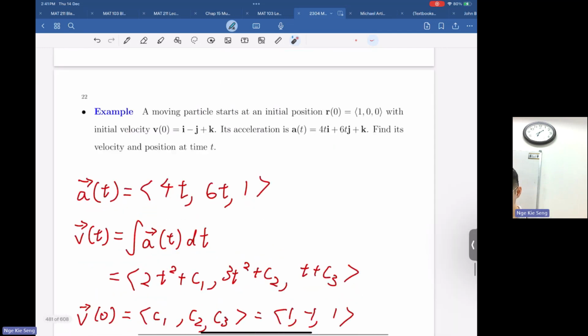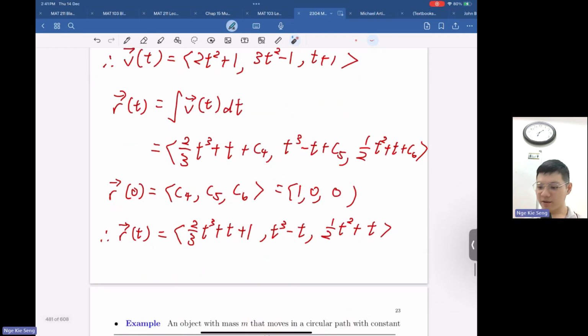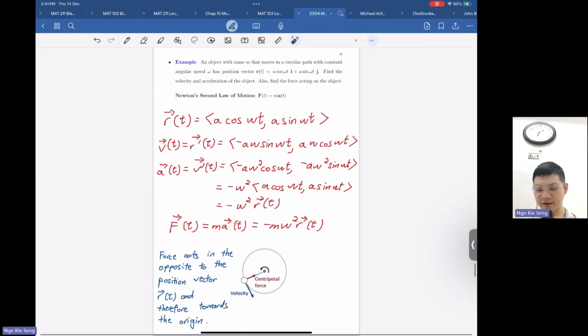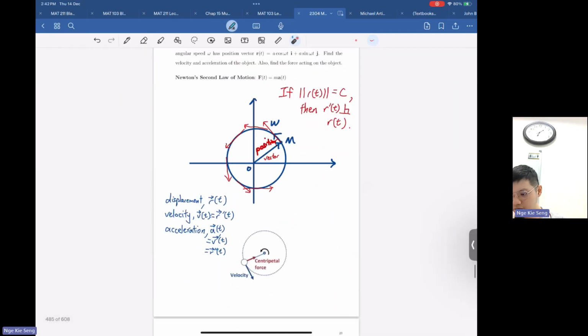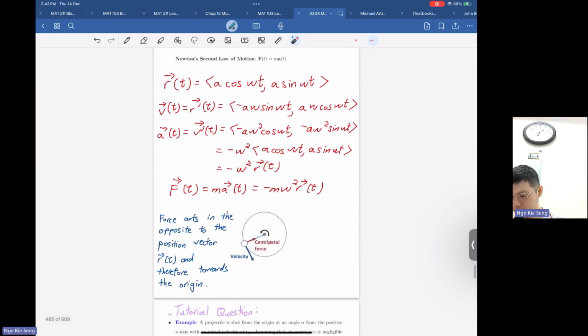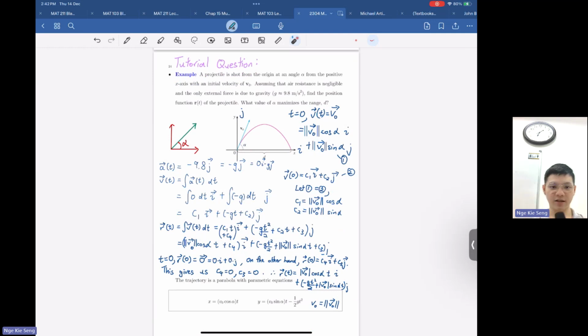Let's continue. This one is the same. And then there's a question about this central force stuff, where you differentiate different vector valued functions. Skip this. If you are interested, you can do it, but this question is not too important. But this question, the projectile, is actually interesting.